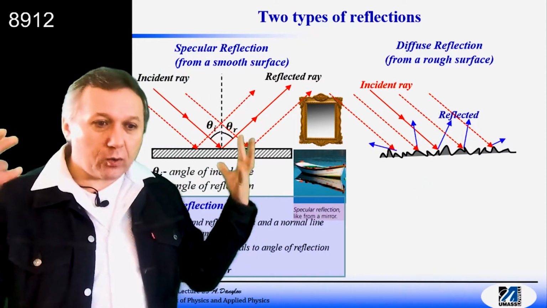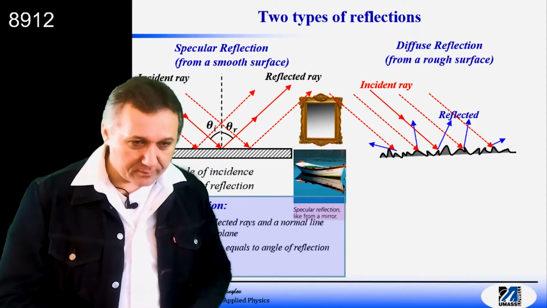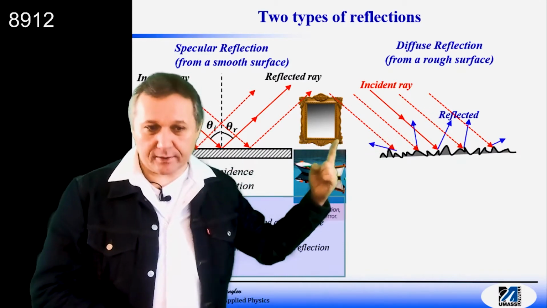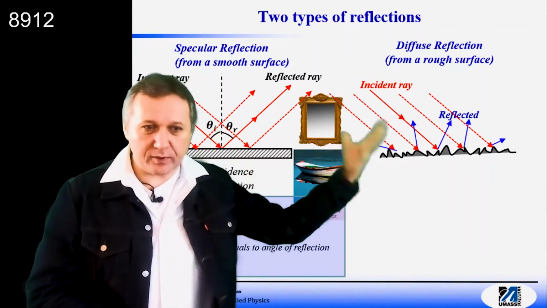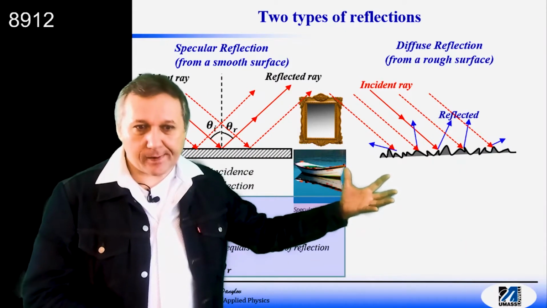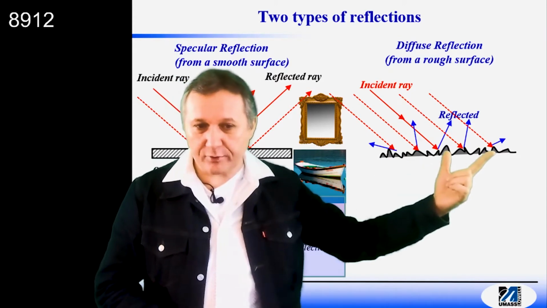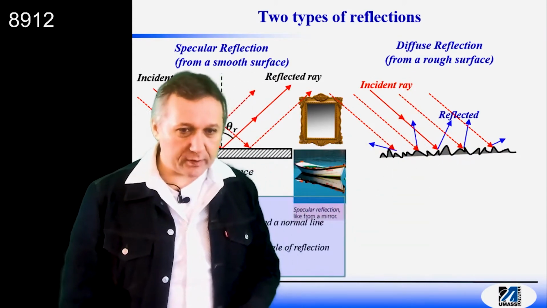So you see pretty much all these rays will be reflected in all possible directions. So if, for example, these incident rays carry some information, for example about me, let's say an image of me, then after reflection from this rough surface, all this information will be just spread all over the place.